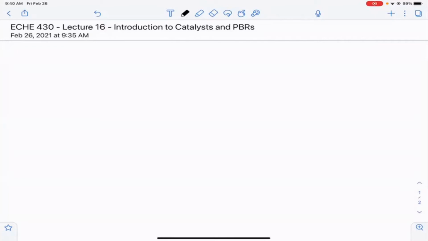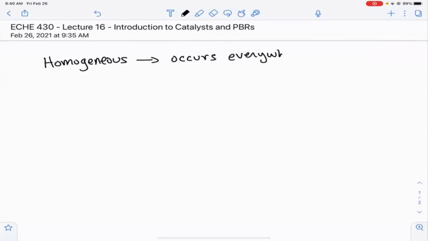Now, a good place to start, I think, when talking about catalysts is where we started at the very beginning of the semester in our first class, where we have treated all reactions essentially as homogeneous up until now. And if you remember, homogeneous essentially meant that a reaction in a vessel occurs everywhere in a single phase. And because of that, it occurs homogeneously, right? The reaction is occurring everywhere.